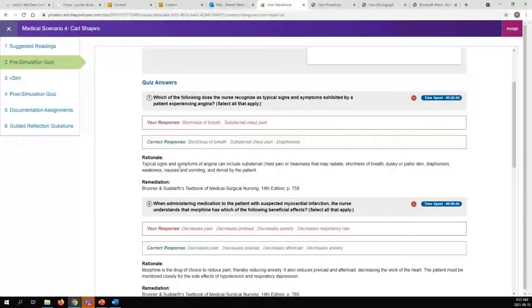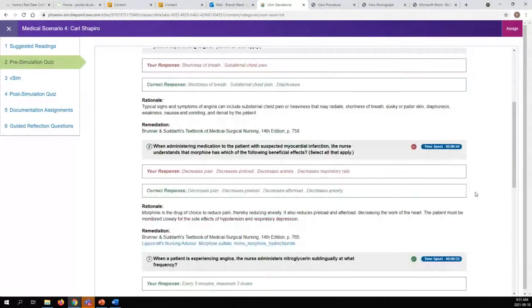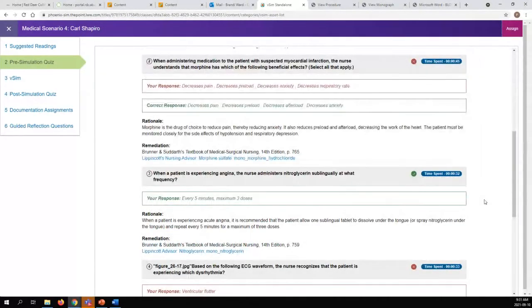But when I look at the rationale, I'm able to further my critical thinking related to why I would choose the shortness of breath, as well as you're able to go back to your literature to further accentuate that understanding. It also provides how much time you spent on each of the questions, which I think is also really good.